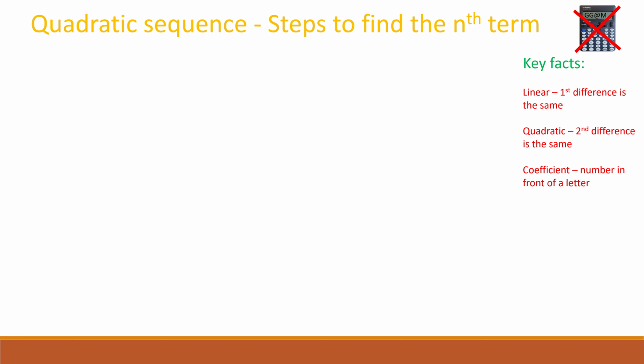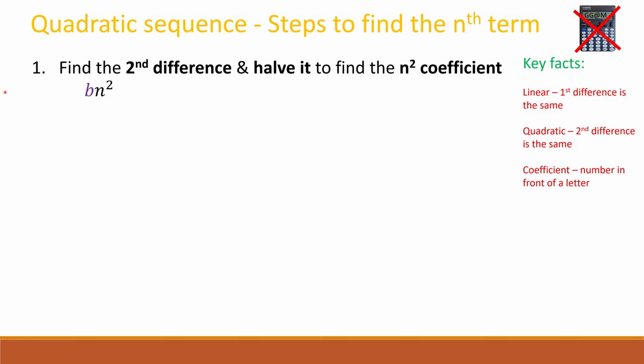We're going to look at the steps to find the nth term of a quadratic sequence. When we're doing a quadratic sequence, you will find that the second difference between the terms is the same. Once you've calculated the second difference and they are the same, you have to halve that value, and that will give you the n squared coefficient.